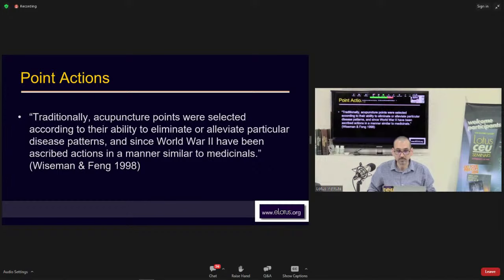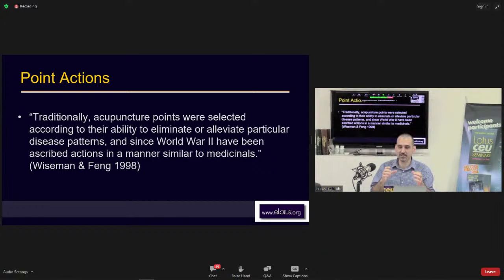Now, interestingly enough, I've been practicing acupuncture long enough. I went to school in the pre-Dedman text era. So I used CAM. Many of you probably also have studied from CAM. That's Chinese Acupuncture and Moxibustion.